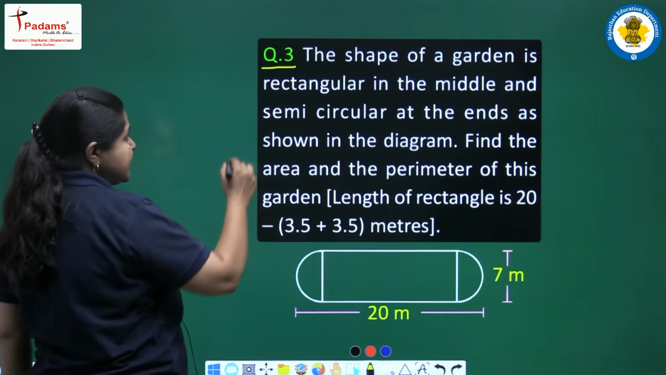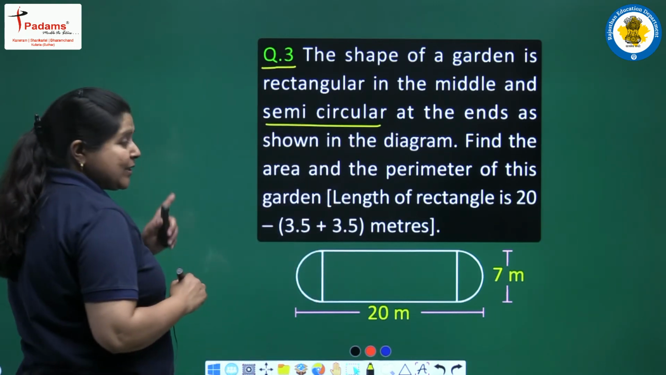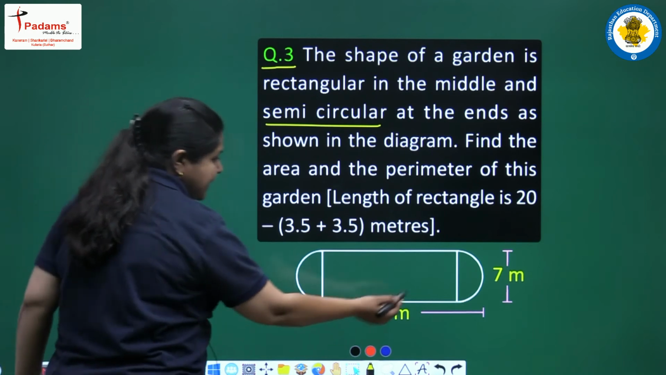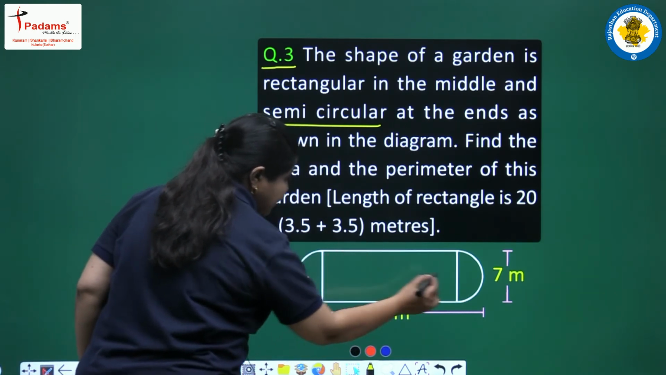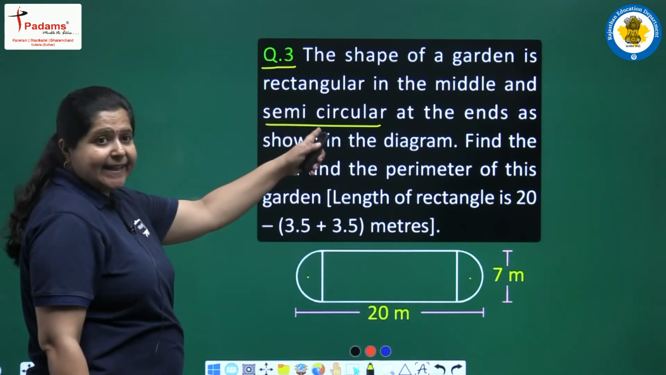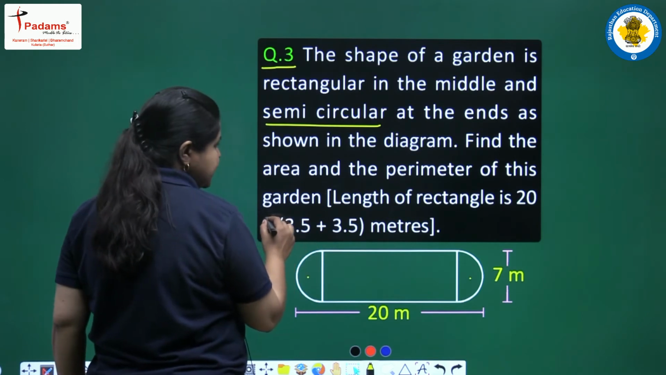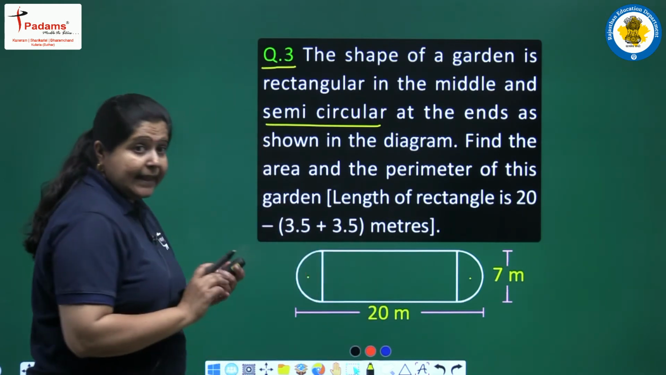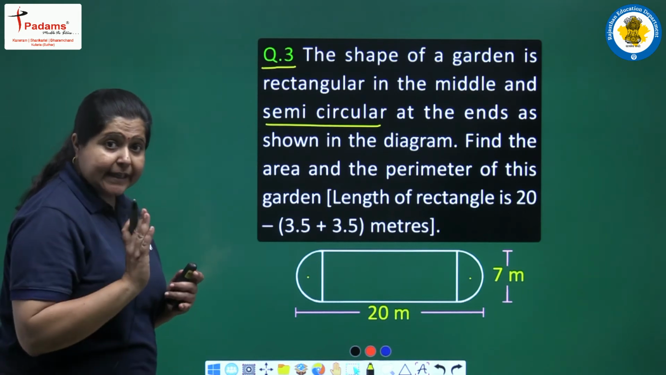The shape of a garden is rectangular in the middle and semicircular at the ends as shown in the diagram. आप देखिए ये एक गार्डन है जहाँ पर बीच में रेक्टेंगुलर पार्ट है और दोनों तरफ हमारे पास है semicircular ends. And then find the area and the perimeter of this garden. इस गार्डन का हमें एरिया भी निकालना है और पेरीमीटर भी निकालना है. तो पहले हम एरिया निकालते हैं.